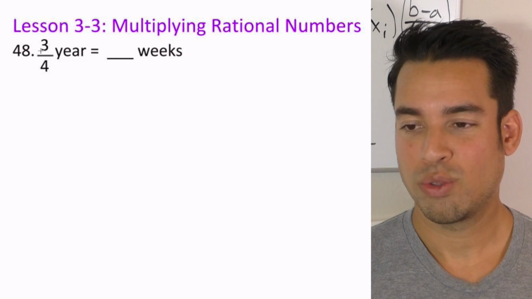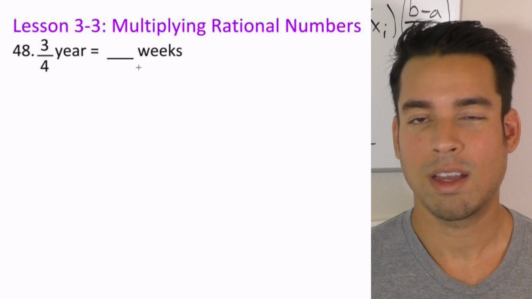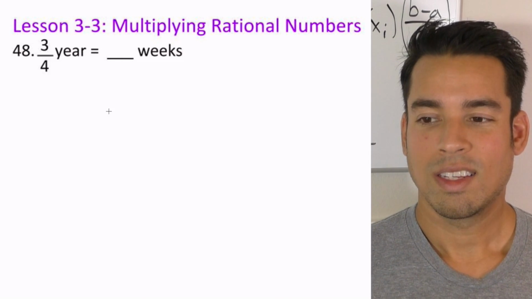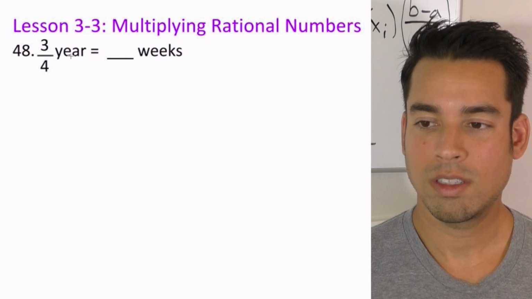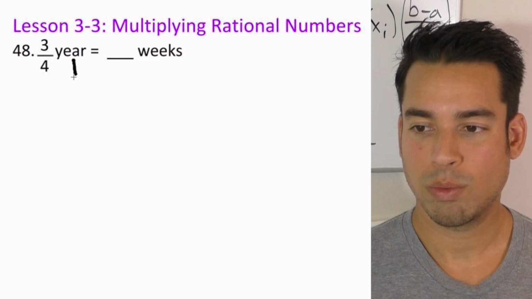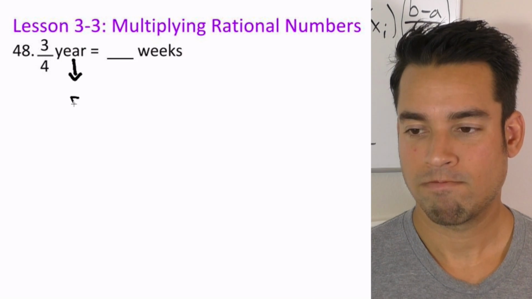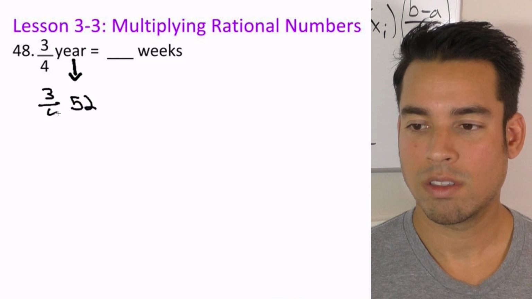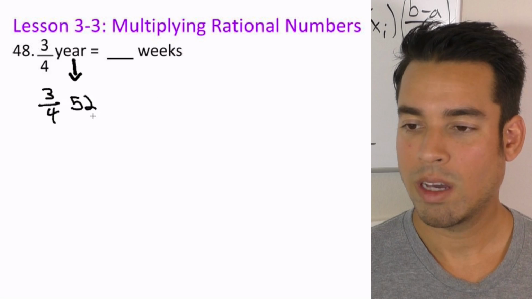Finally, let's go to this guy. We got 48, 3/4 of a year equals how many weeks? Well, what I would do is we got years over here, we got weeks over here. Let's convert a year into weeks. How many weeks are in a year? 52. Okay, so then we want 3/4 of that 52. Well, all we do is we carry this out and we got our number.